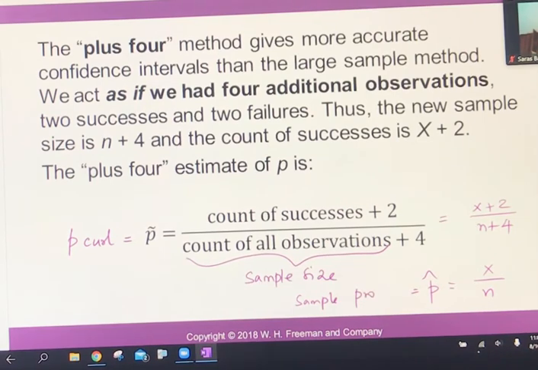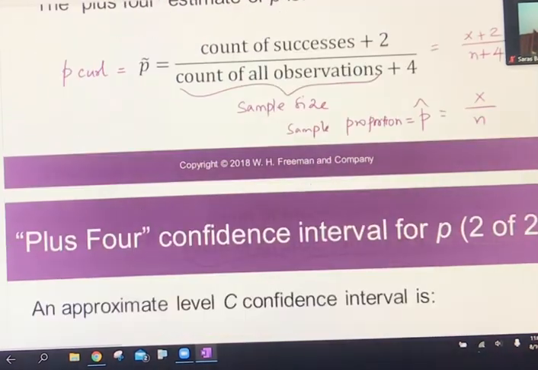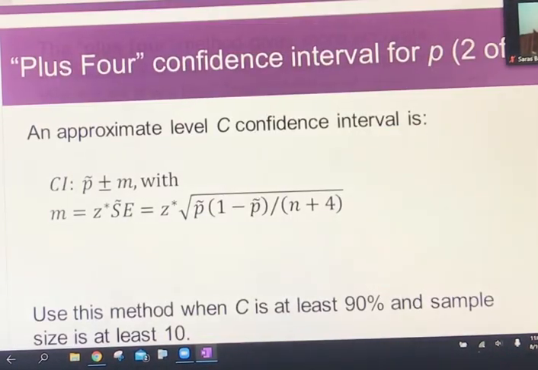Lot of formulas, okay? So the sample proportion is p hat, which is simply x over n. What is p curl? P curl is x plus 2 over n plus 4. So here is the formula. This is the new formula that's going to be used in order to get the C level confidence limits.